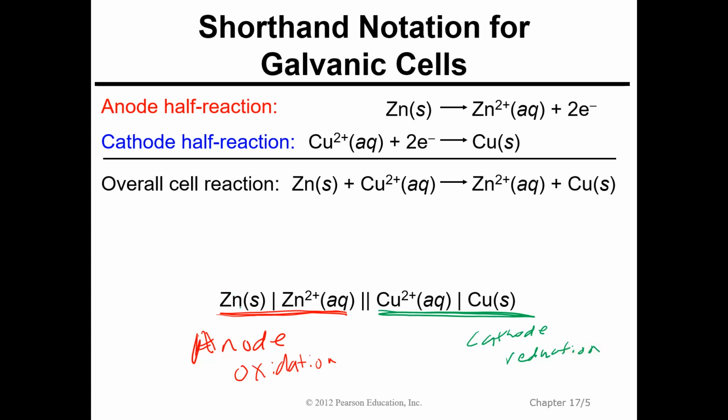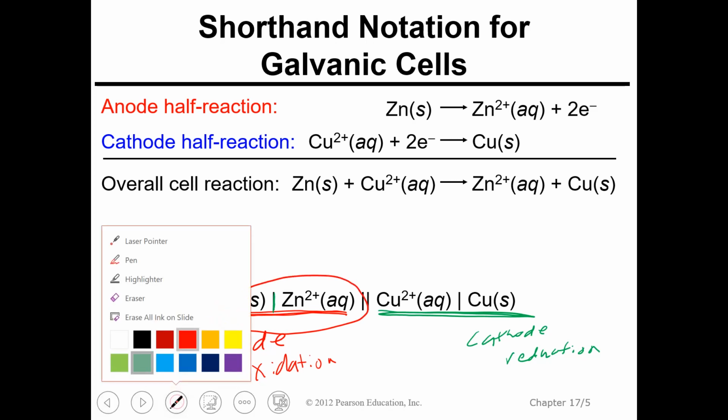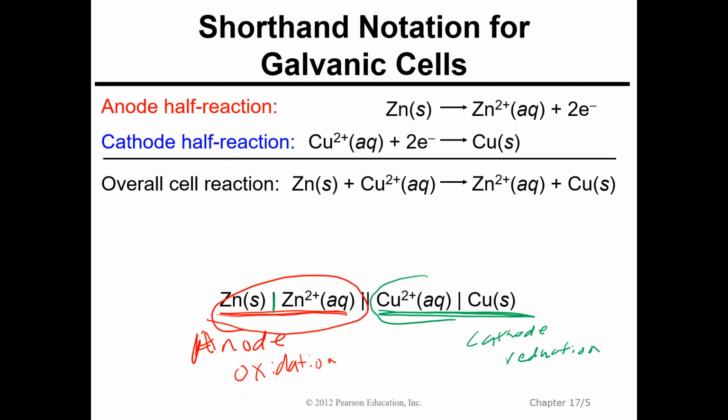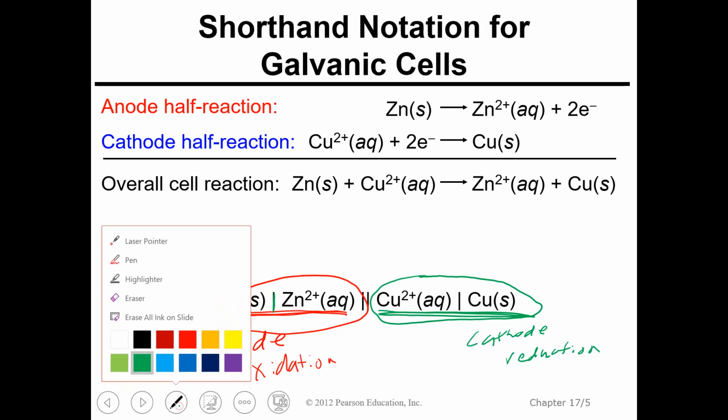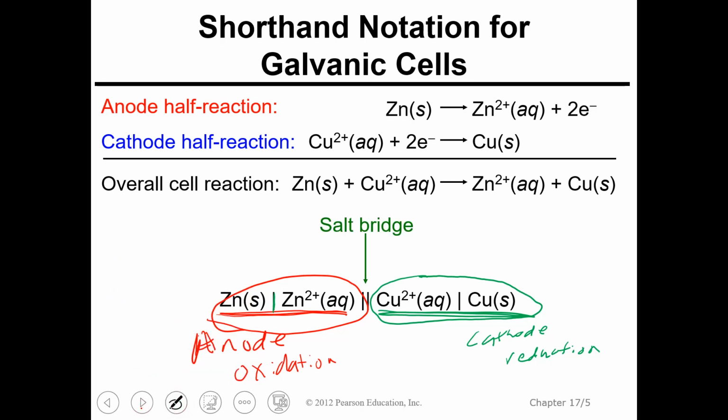So we start with the solid metal, and then we show the charged species in solution. So we put a single line between those. That half on the left side here is our anode for our cell. And then we have a double line. And then we put our ion in solution and our solid metal with a single line between them for the cathode, where reduction occurs. So what this double line represents is a salt bridge.